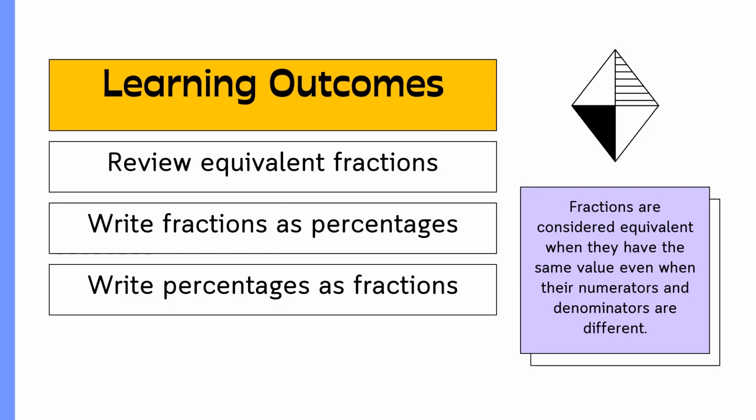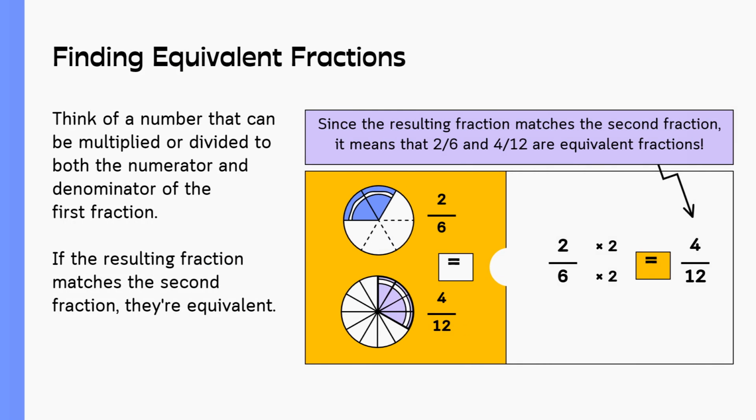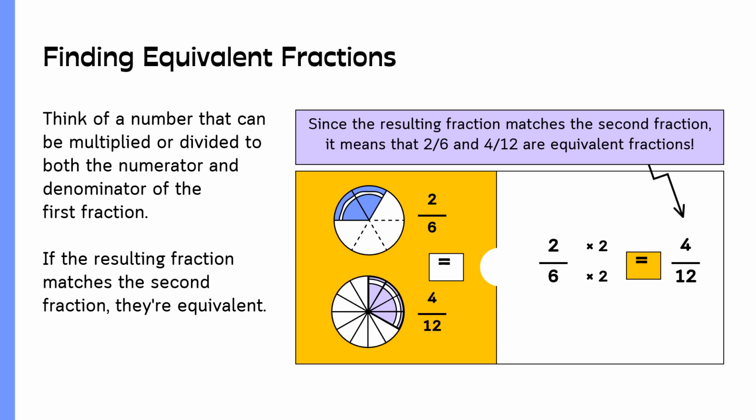Fractions are considered equivalent when they have the same value, even when their numerators, which is the top number, and the denominators, which are the bottom numbers, are different. Think of a number that can be multiplied or divided to both the numerator and the denominator of the first fraction. If the resulting fraction matches the second fraction, they're equivalent. So, since the resulting fraction matches the second fraction, it means that 2/6 and 4/12 are equivalent fractions.